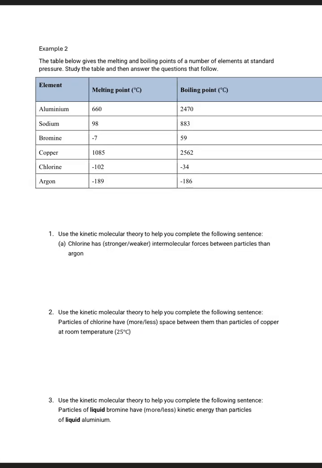Then example 2, we have the table here of different substances. So we are going to use the kinetic molecular theory in this case. The first question says, use the kinetic molecular theory to help you complete the following sentence. Chlorine has stronger or weaker intermolecular forces between the particles than argon. So then here we have to check.